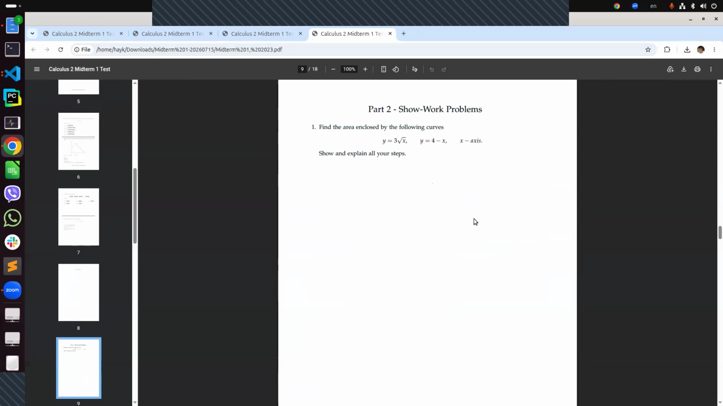Given the region bounded by these curves, our goal is to calculate the area of that region. First thing that maybe is worth trying is to draw the graph of it.